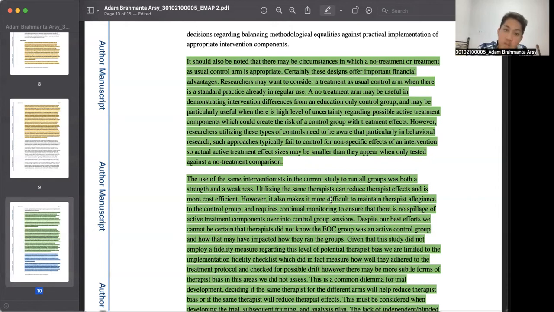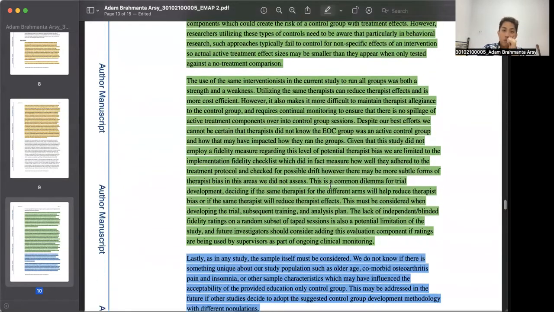However, researchers utilizing this type of control need to be aware that, particularly in behavioral research, such an approach typically fails to control for non-specific effects of an intervention. The actual active treatment effect size may be smaller than it appears when only tested against a no treatment comparison.